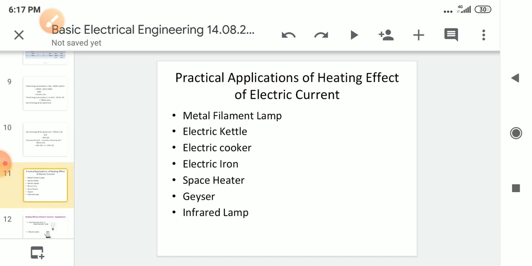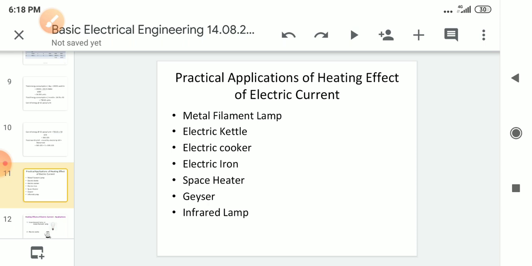The practical applications of the heating effect of electric current. In daily life, we use so many appliances. The heating effect of electric current is utilized in many electrical heating appliances. Let me give some examples which are used in day-to-day life, such as electric heaters, electric kettle, electric iron, soldering iron, like that.